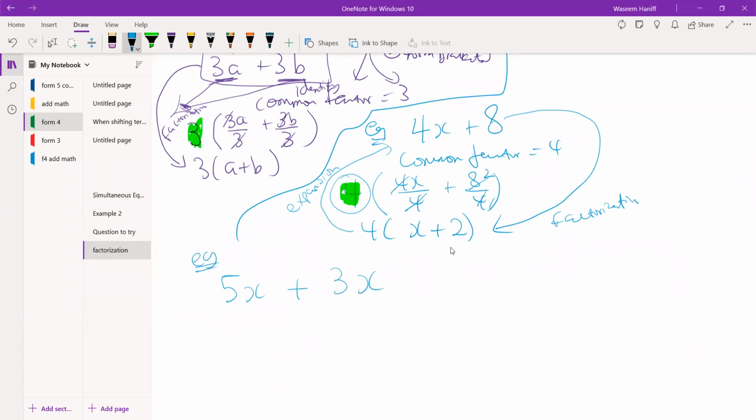Good. Look at these two terms here, and we're going to factorize this here. Look at these two terms closely and identify what is your factor, your common factor. So you're looking at 5x and you're looking at 3x. Good. Okay, the next example side by side here, right?